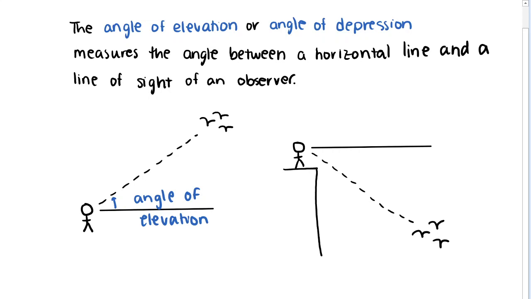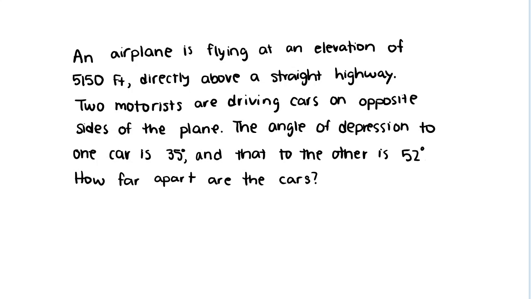Maybe let's say in this different picture, I've got a person now looking down on the birds. And so there's this horizontal line again at their eye level, and the angle of depression represents that angle between the horizontal line and their line of sight towards those birds below them. Okay, so a problem where we might see this is here.